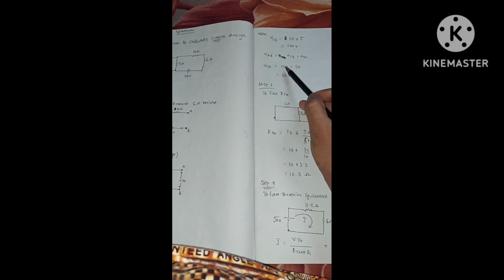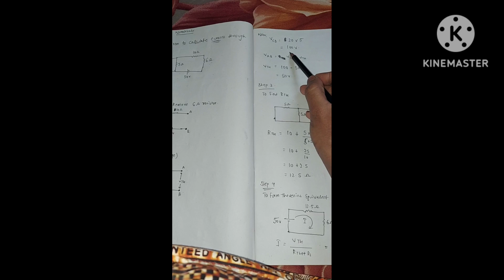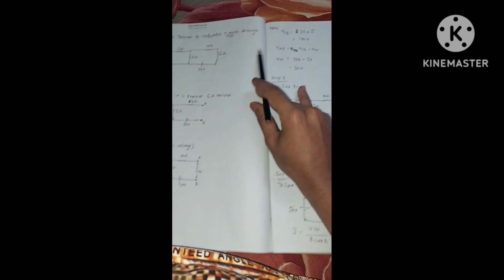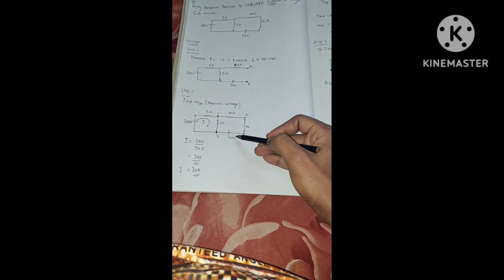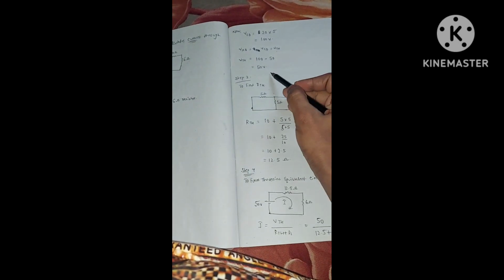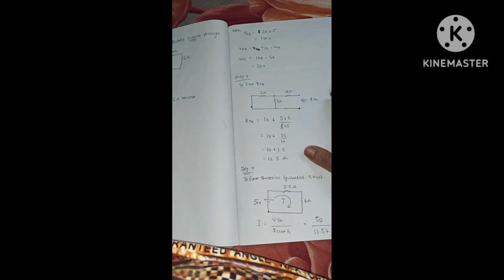So VTH is nothing but 100. We already found the voltage across CD, that is 100, 200 into 5. The current we found, that is 20 amperes. The resistance was 5. So from 100 minus this voltage which was already given, you will get the VTH, that is 50 volts. Step 2 complete, you will get 2 marks.